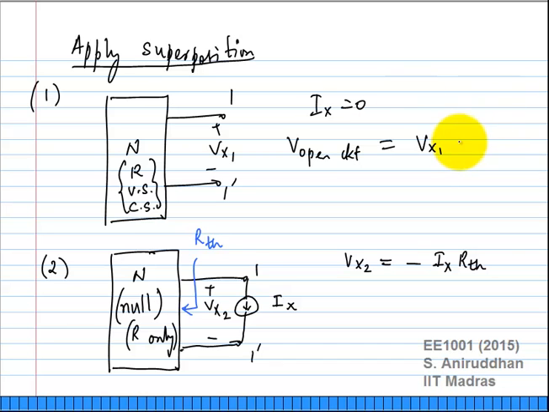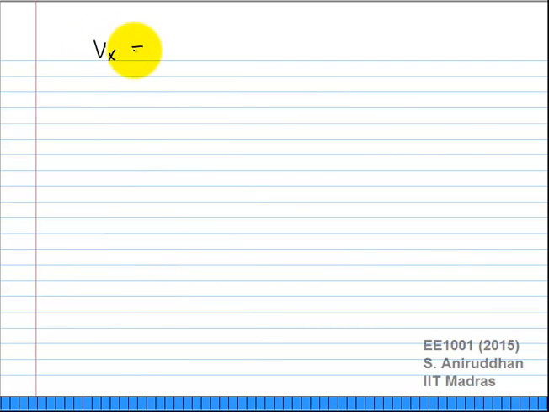And Vx1 I am going to call VTH. So what is Vx? It is a linear combination of these two, just a sum of these two. It's nothing but VTH minus Ix RTH.